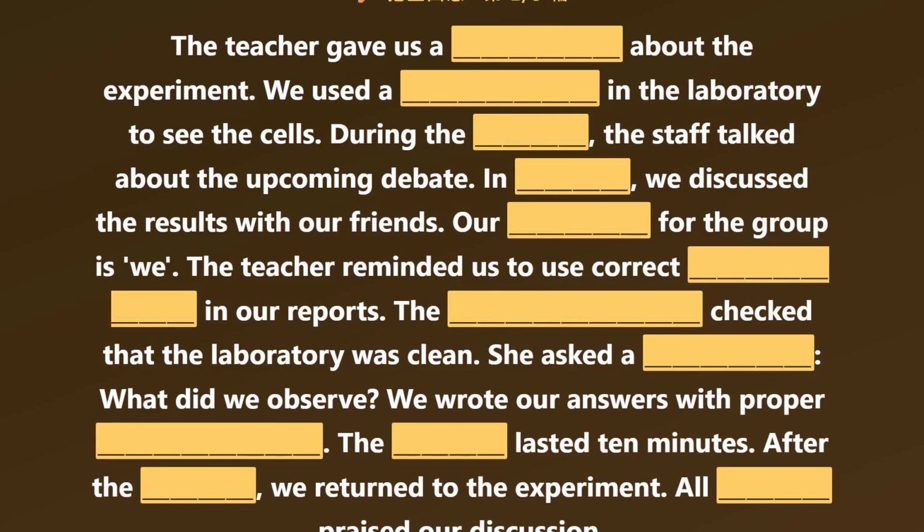Our pronoun for the group is we. The teacher reminded us to use correct punctuation in our reports. The administrator checked that the laboratory was clean. She asked a question, what did we observe?